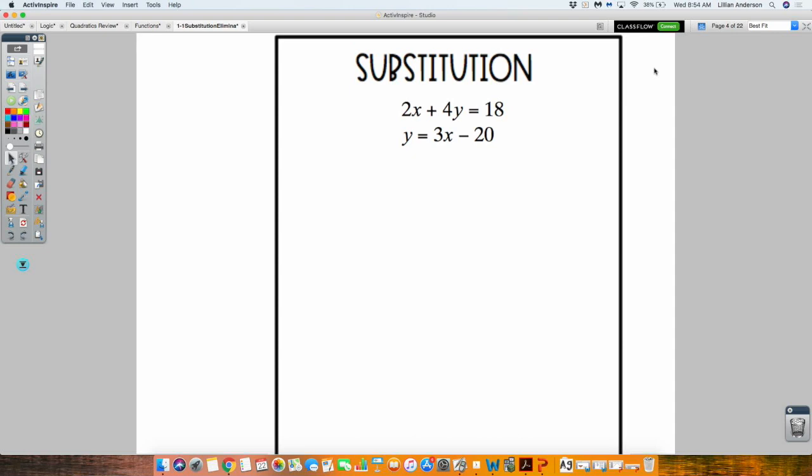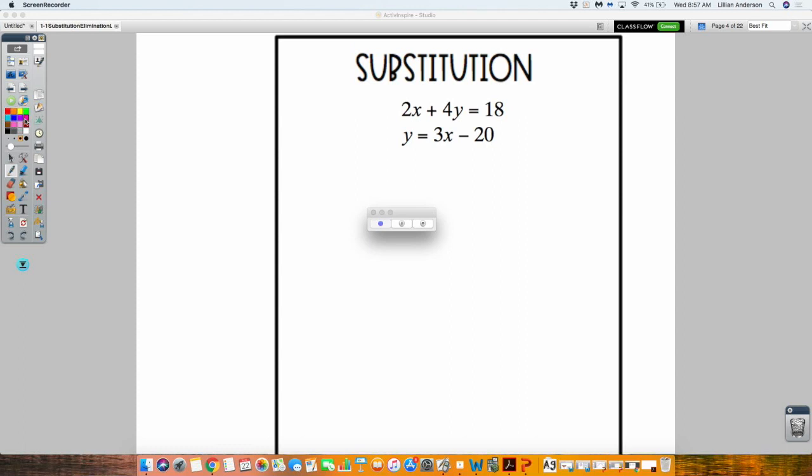Now, a problem like this would be best to solve using substitution. Reason why? Can anybody guess? Yes. It already has what y equals. It already tells you what one of your variables equals. And think about substitution means you're going to basically be substituting in something for something else. Okay? So since this one's already solved for y, pretty much all we have to do is take that 3x minus 20 in that second equation.